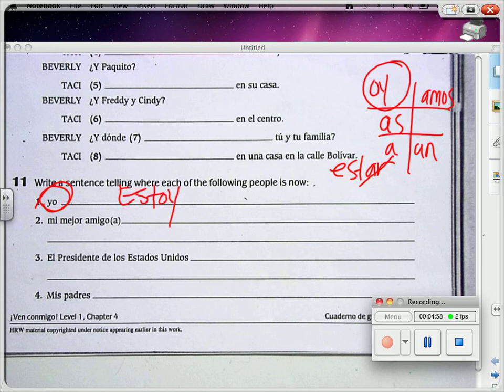Estoy. And where am I? Estoy en mi casa. I'm at my house. All right. Let's look at número cuatro. Who are we looking for? We're gonna tell the location of who? Mis padres. Okay. All right.